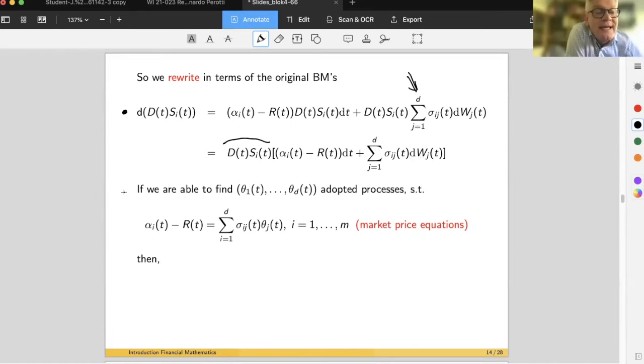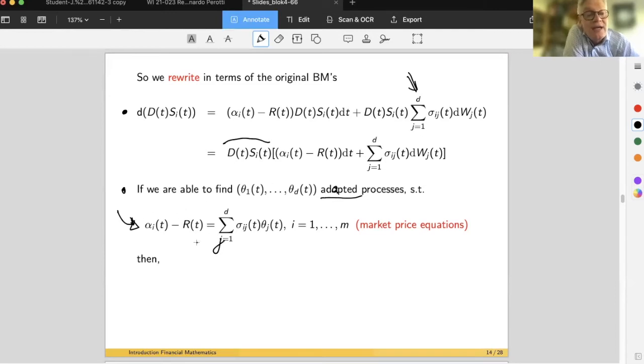And remember what we did in order to get to a risk neutral measure. What we would like to find is a vector valued theta process, an adapted process consisting of theta_1(t) up to theta_d(t), such that α_i(t) minus r(t) is equal to the sum j runs from 1 to d, σ_ij(t) theta_j(t), and that is for i equals 1 up to m. And these m equations here, we call the market price equations.